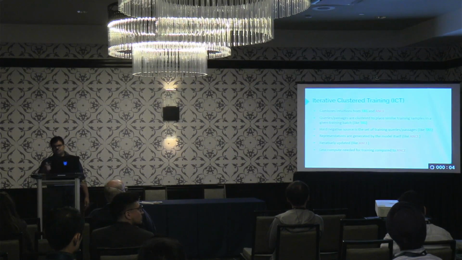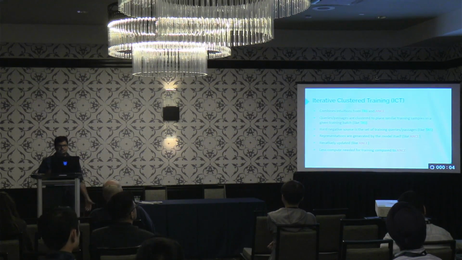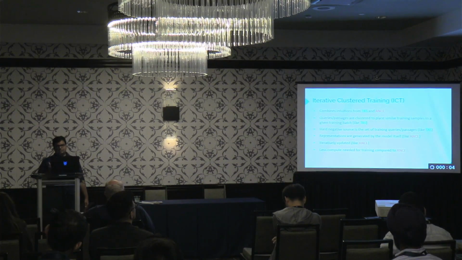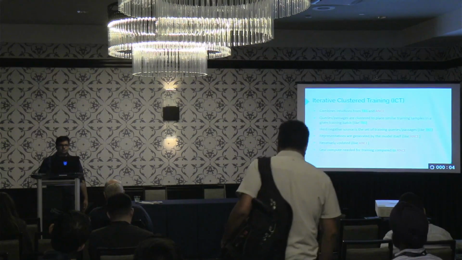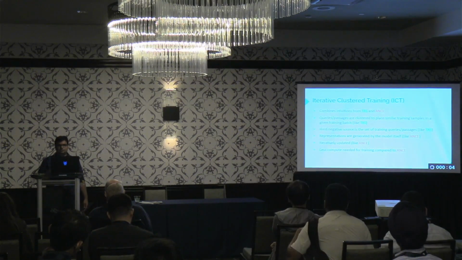And then again, similar to ANS, this means that we can iteratively update the clustering as we go on. So as the model learns, we update the clusters and then we build new training batches. So again, the hard negatives remain challenging as the model is being trained. Compared to ANS, we need less compute to use this technique, because ANS uses the entire collection, so it mines the entire collection for hard negatives, while iterative clustered training only uses the training queries or the training passages.